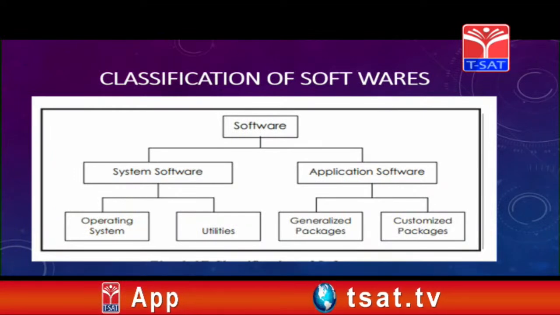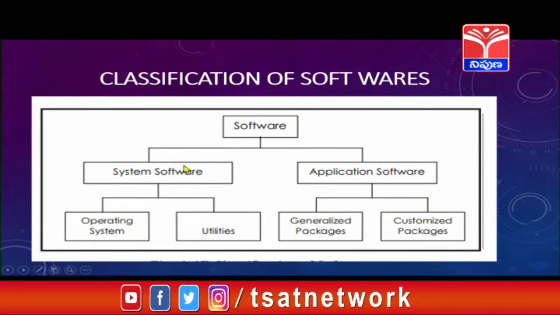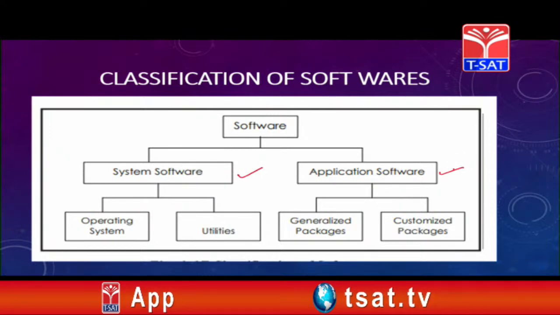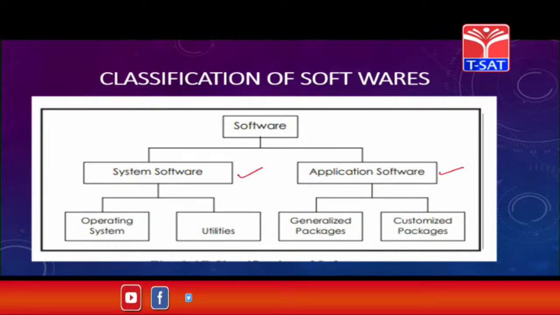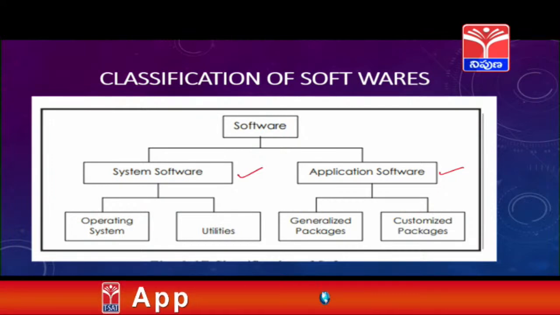Now we will see the classification of software. Depending on the nature and functioning features, software is classified into two kinds: system software and application software. Again, system software is divided into two categories: operating system software and utilities. These two come under system software.